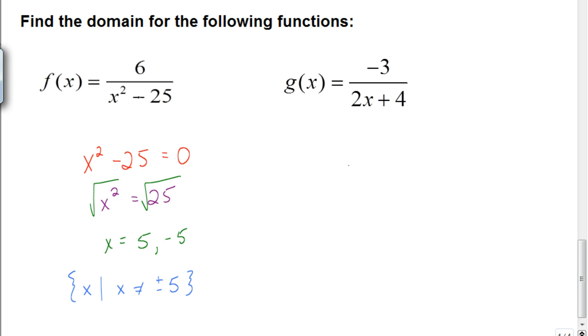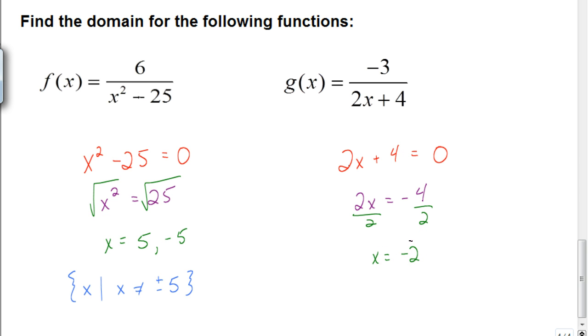Okay, so let's see how we did. You should have done this. Again, we can't divide by 0. It doesn't matter what the numerator is, it's just that the denominator can't be 0. So I want to figure out what x would have to be to give me 0. If I start by subtracting 4 from both sides, I end up with 2x equals negative 4. And now, if I divide both sides by 2, I get x equals negative 2.